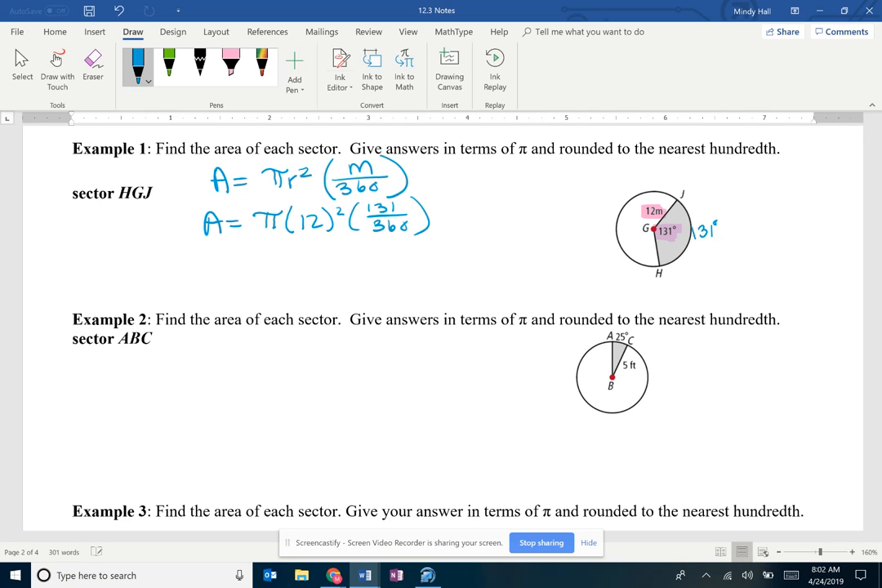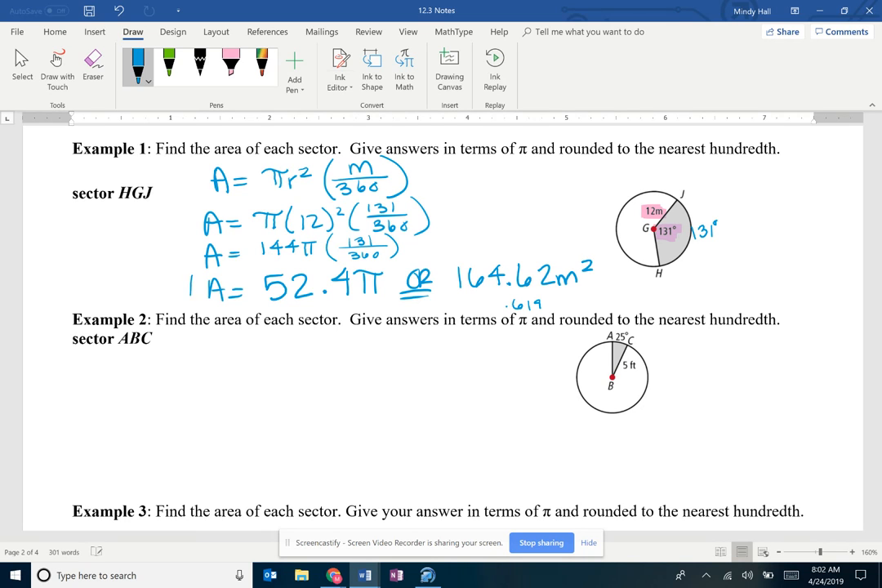Okay, and when we do that, we would have 144 pi. Honestly, I probably wouldn't even write this step. I'd probably just let the calculator do all the work for me. Because when you do that, you end up getting 52.4 pi, or as a decimal, 164.62 meters squared. In case you're curious, it was 619, so I did have to round a little bit.